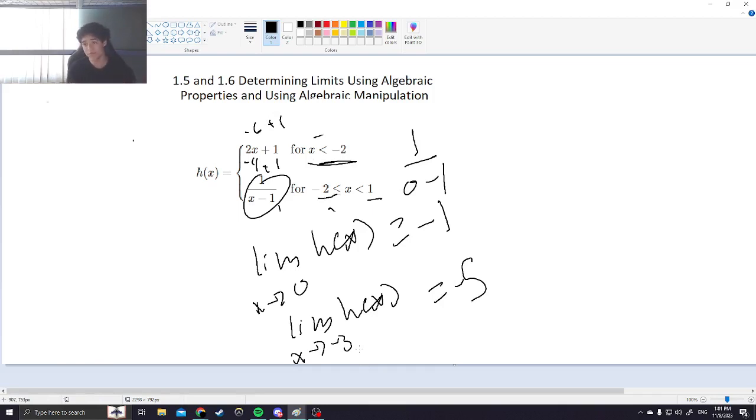So whatever the limit is, you look at where the x is, you see which equation it applies to, and you plug it in. And if it applies to both, then you look at if the left and right agree to see if the limit exists or not. And that's it for piecewise right now.